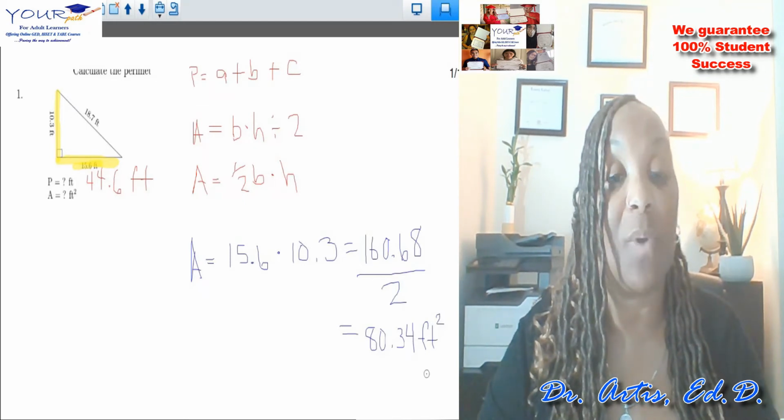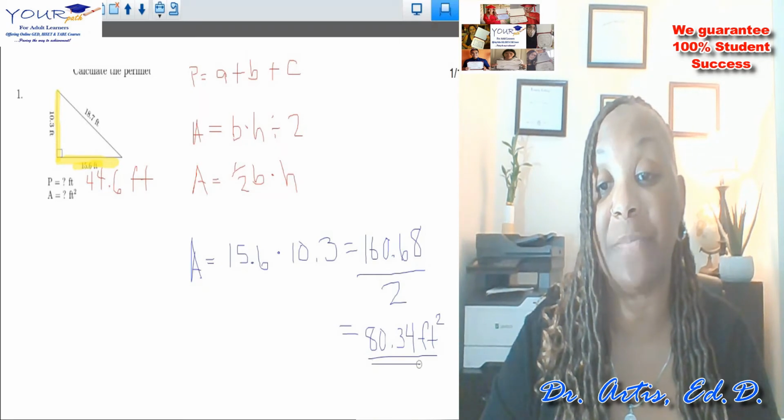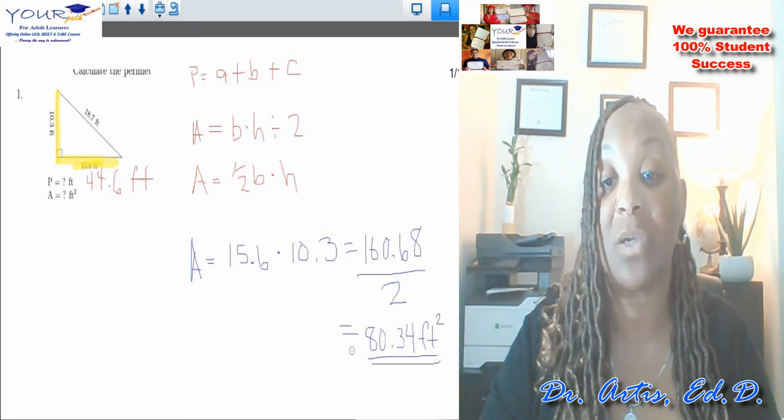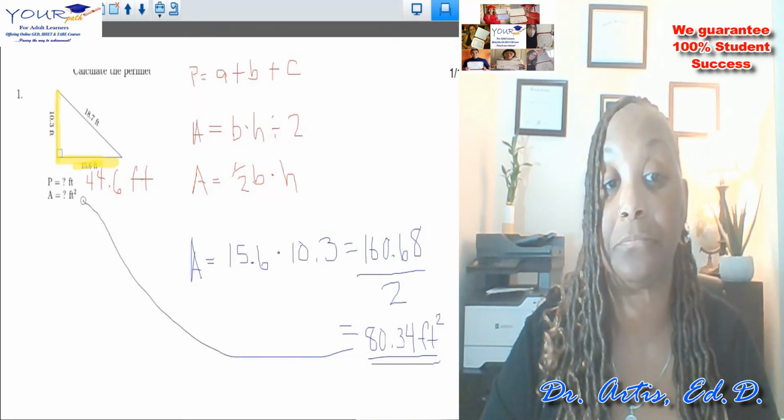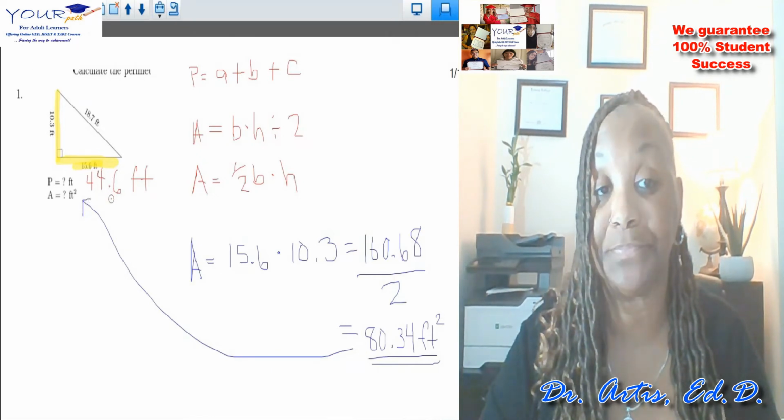And you want to make sure that you have the right measurements in terms of feet squared or feet, because that's very important. So for your area, it's going to be feet squared, okay? So this is my area for this problem here, number 1, okay?